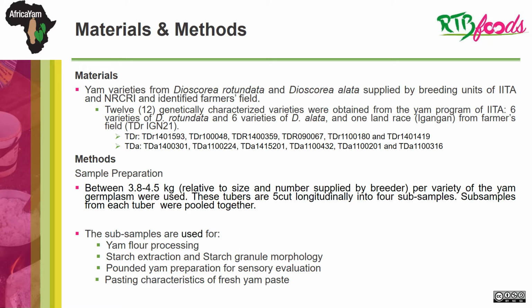The reason why we do this is to prevent variation generally. So that means that each part of the yam tuber is represented in each of the sub-samples. This will allow uniform samples and reduce variation.